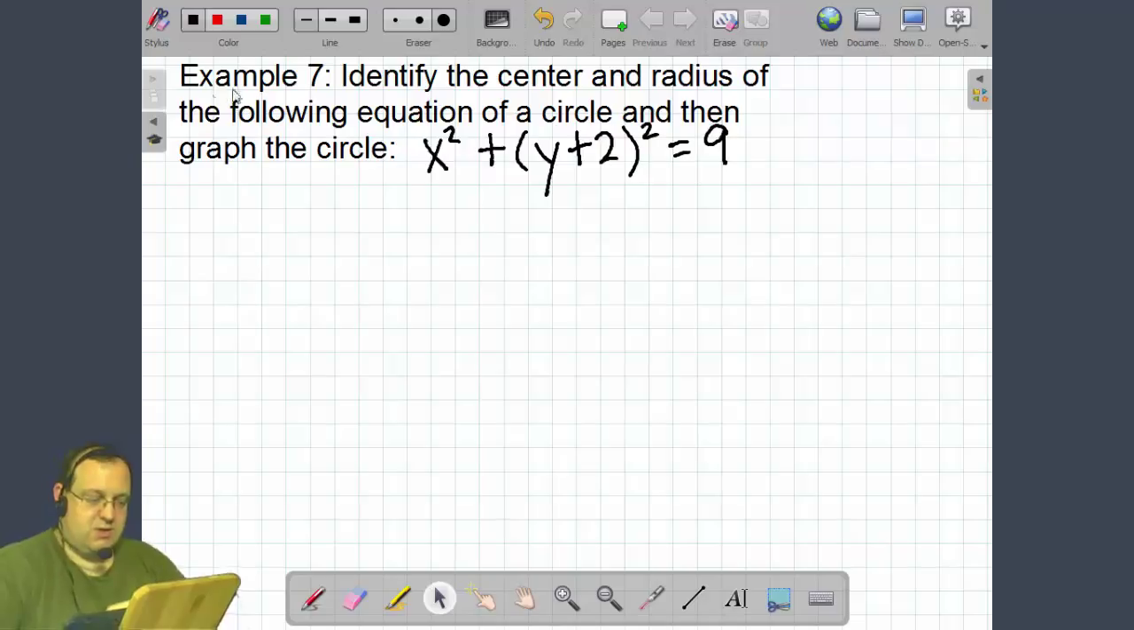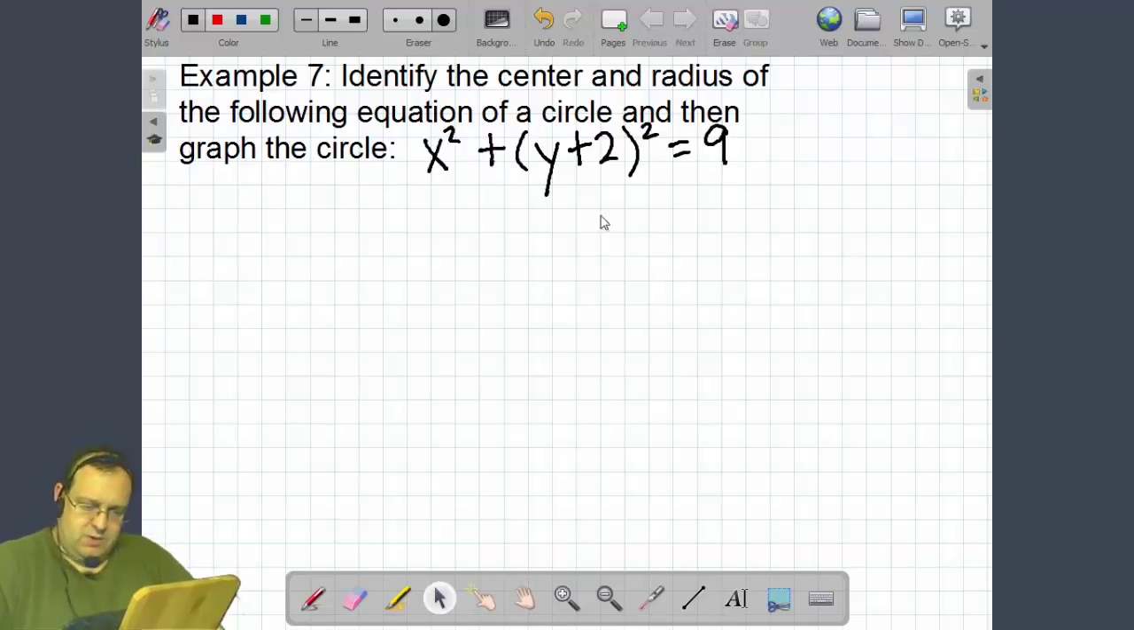Let's say we had a problem here. Say in this particular example, we have an example 7. And it says identify the center and radius of the following equation of a circle and then graph the circle. So we have an equation here: x squared plus (y plus 2) squared equals 9. Let's read carefully to understand what this problem is asking for. It says identify the center. We also need to find the radius, and after that we need to graph the circle.